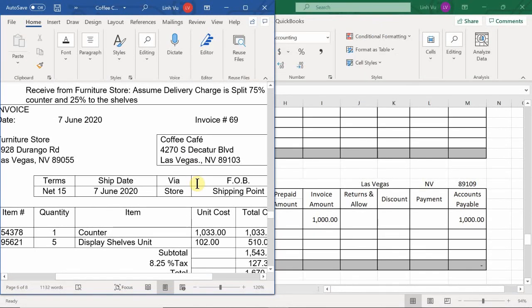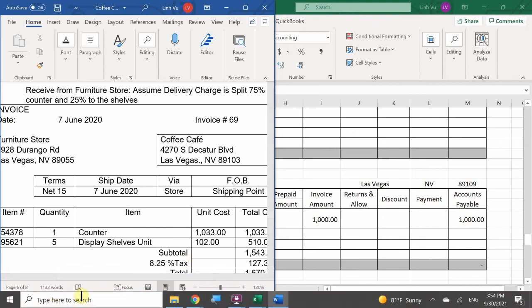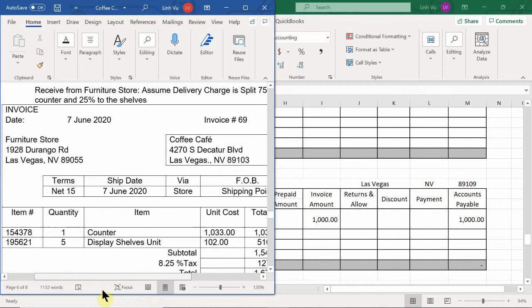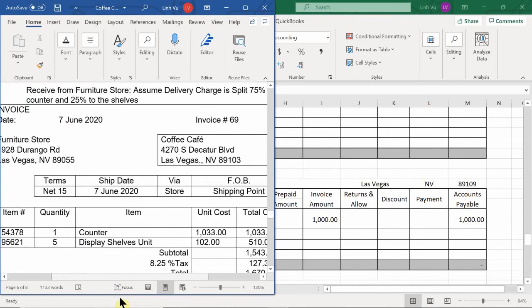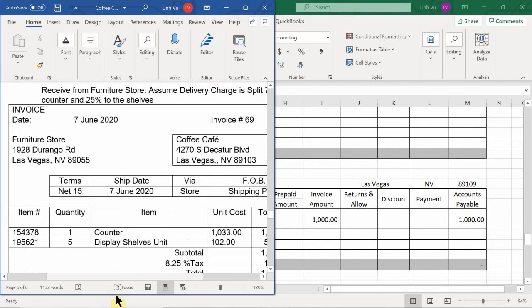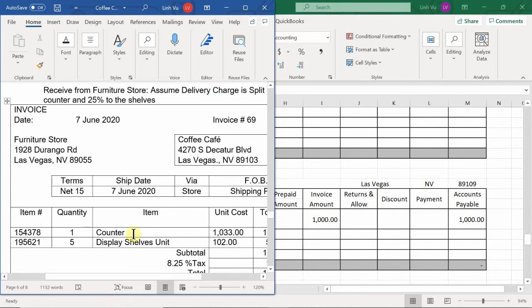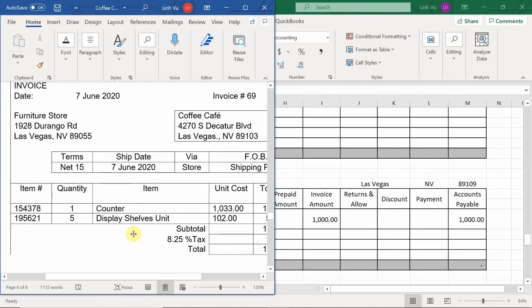So we received from the furniture store, assume the delivery charge is 75% of the counter and 25% of the shelves. So that's from before. Okay, keep reading the bill here. So we have the terms, ship date, via, FOB. And we have the items that we received, the counter and the 5 shelves.